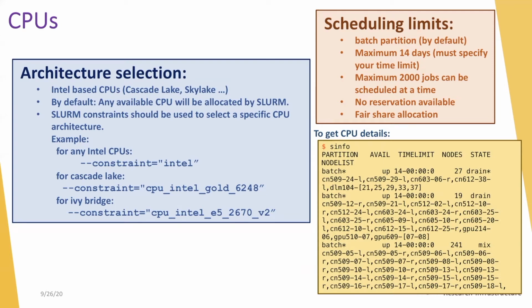By default, the maximum time limit you can set for running your jobs is 40 days. The batch partition is used by default for CPU resources. You can submit a maximum of 200 jobs at a time into the cluster. There is no CPU reservation available as of today. A fair share allocation is used to assign the CPU resources. To get more CPU details, you can use sinfo, which is one of the commands available on the login node.